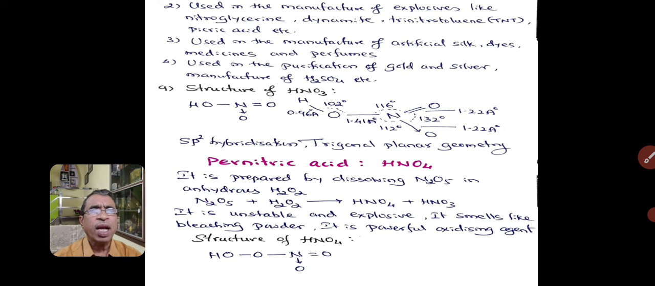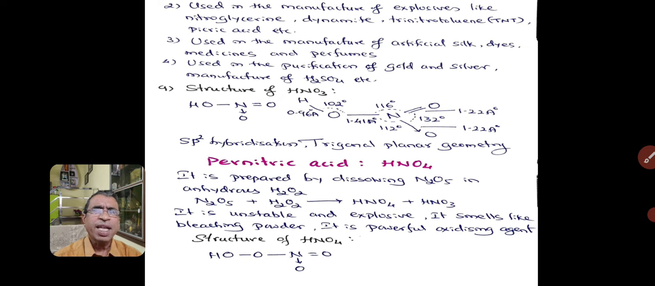The nitrogen and oxygen, where the oxygen is linked to the hydrogen, that's the OH group, this bond distance is 1.41 angstrom. The N double bond O distance is 1.22 angstroms. And the nitrogen atom here is sp2 hybridized and has trigonal planar geometry.